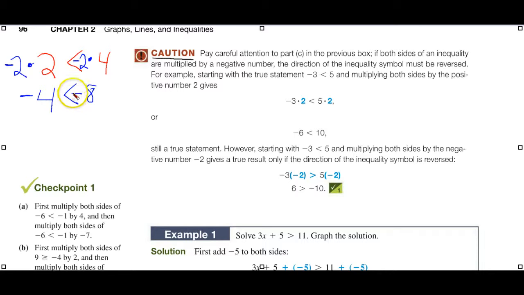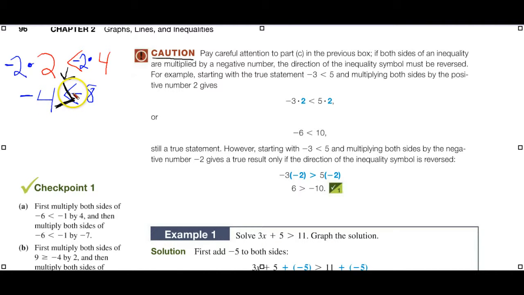So we have the rule that whenever we multiply an inequality or divide an inequality by a negative, to make it a true statement, we have to reverse the direction of our inequality sign to keep it true. When we multiply or divide by a negative, we have to reverse the sign of the inequality to keep it true.